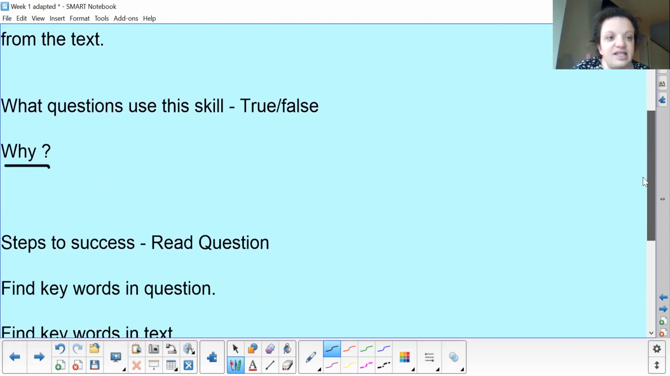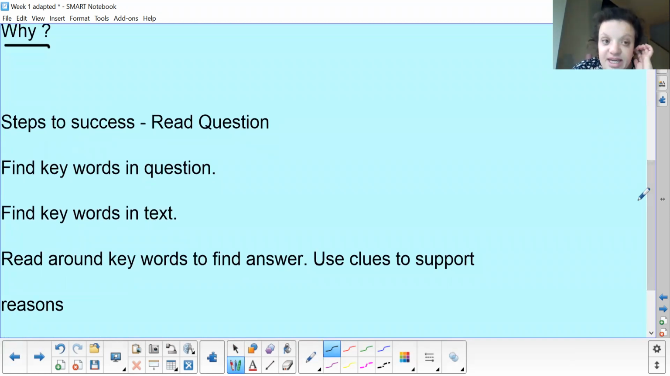So our steps to success are to read the question, find the key words in the question, then find the same keywords in the text.